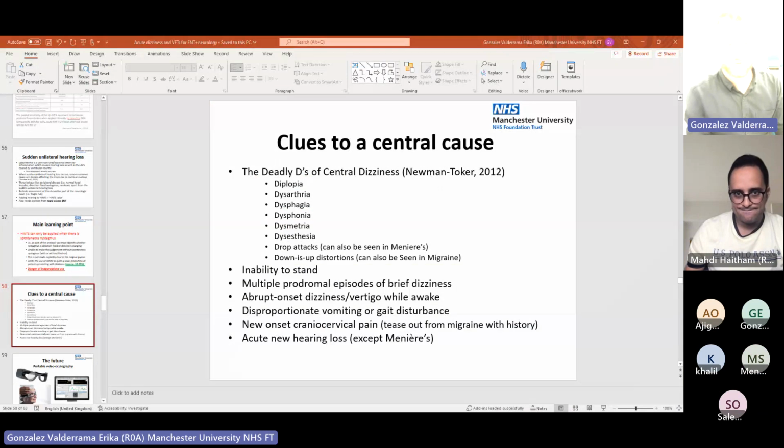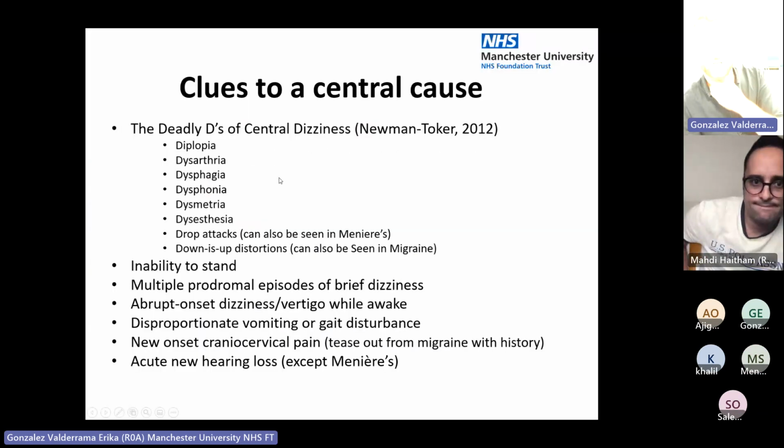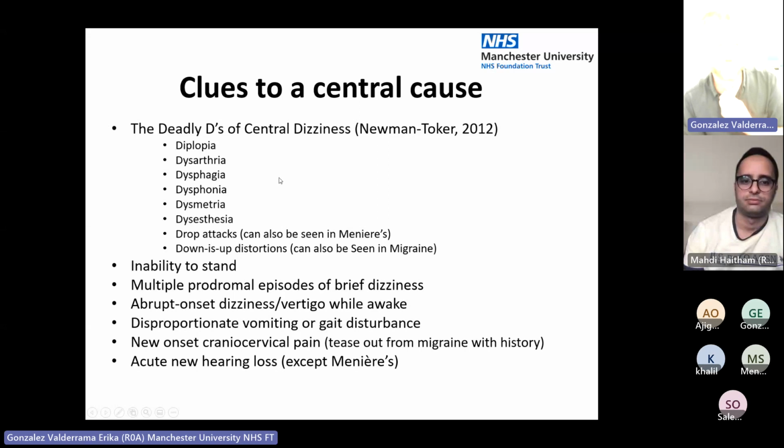Clues to a central cause. Truncal ataxia, I already mentioned. If the person just cannot stand up, that is a massive red flag. Also, if they have a complete and sudden total loss of hearing in one ear, that's a big red flag. They definitely need a scan.